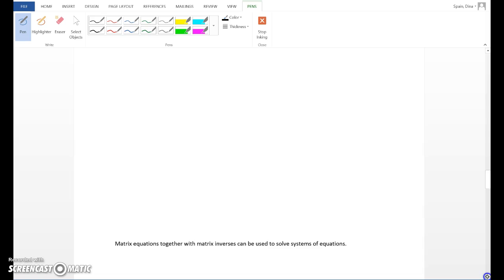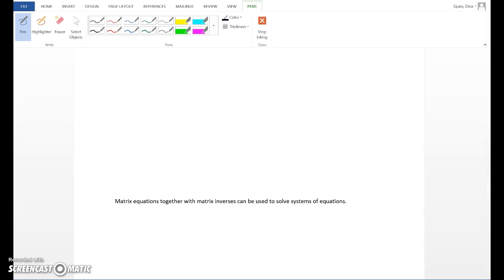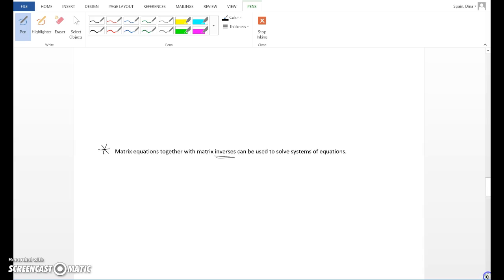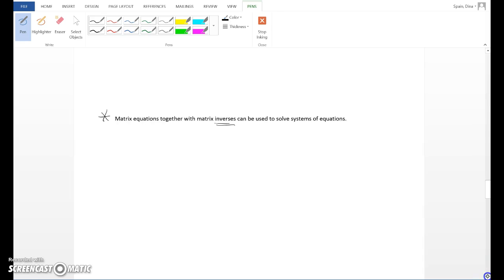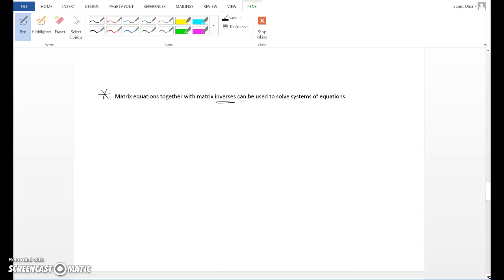But the way we're going to use them, matrix equations can be used together with matrix inverses to solve systems of equations. So I'm going to show you one. It's just like an illustration. I pulled it right out of the book. It's an example that's in the section. If you pull up the ebook, you can look at it. I don't know that I put any in the homework, but I'm going to show this to you. This is how you can use matrix equations together with inverses.